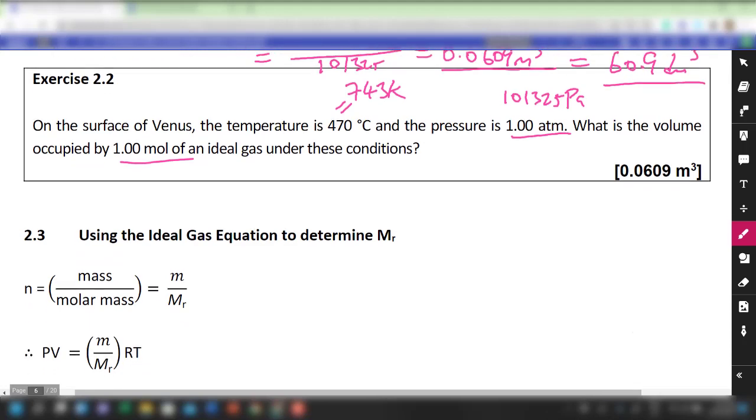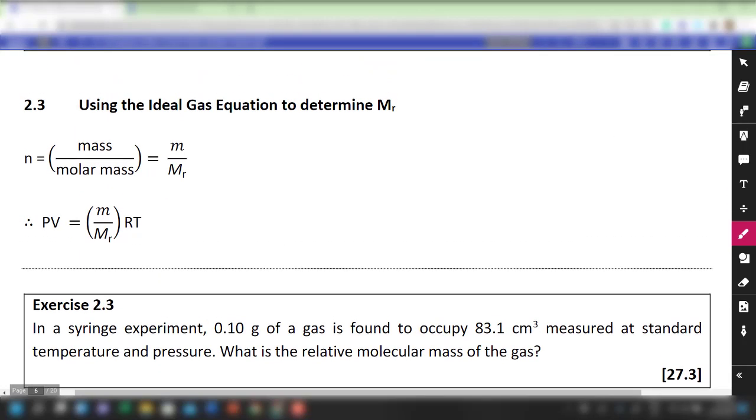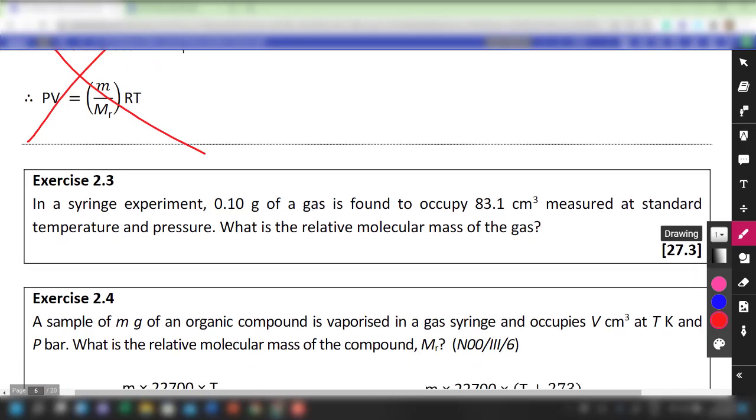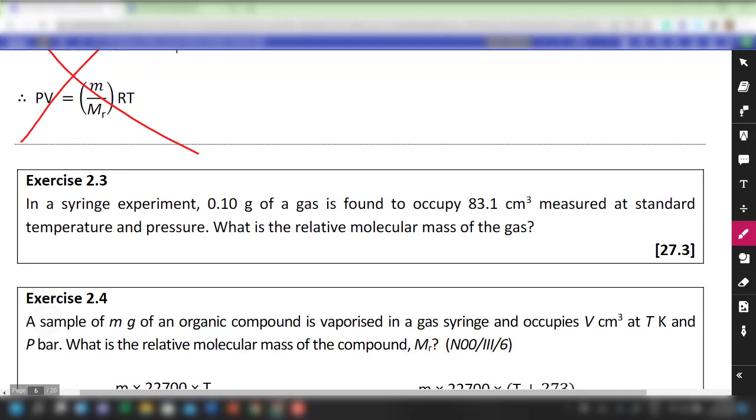Then you can use the ideal gas equation to determine the Mr as well. My suggestion is there isn't a need for you to memorize this. If you wish to, you can, but you don't need to because you can always derive it. So for example, in exercise 2.3, in a strange experiment, 0.1 gram of a gas, take note of the mass, is found to occupy 83.1 cubic centimeters. Again, you need to convert this to cubic meter, so just make sure that you multiply by the correct units. So 10 to the power minus 6.